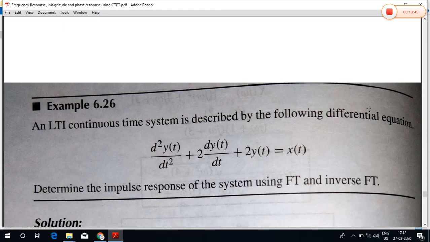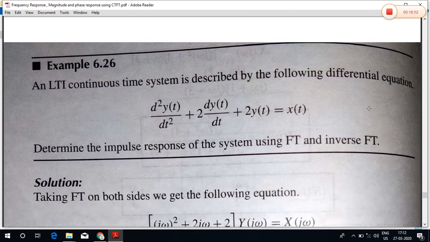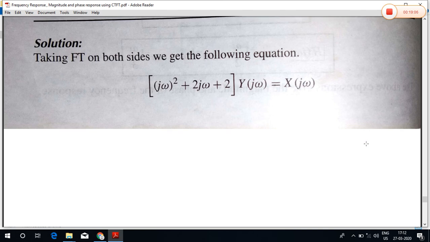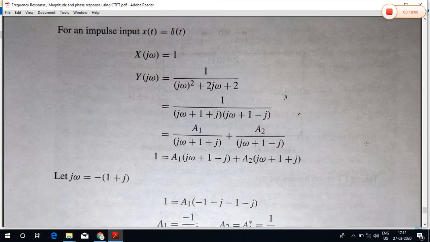So that's all. Now you can do this particular question as a tutorial question. d square y(t) by dt square plus 2 into dy(t) by dt plus 2 into y(t) is equal to x(t). Find the impulse response using Fourier transform and inverse Fourier transform. It's the same way. You can just try this out also. Okay. That's all.